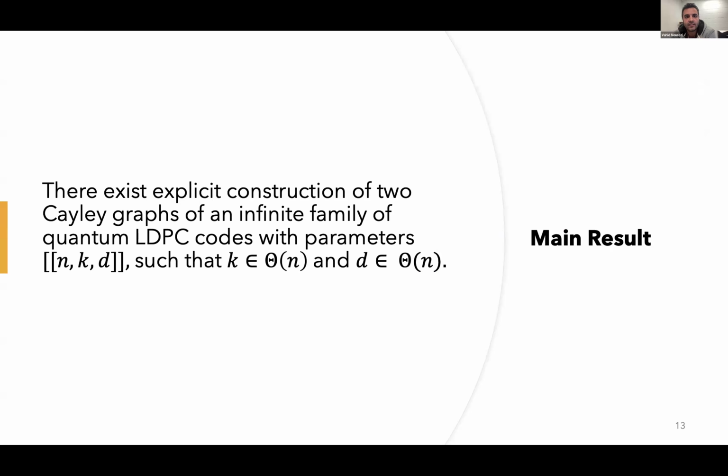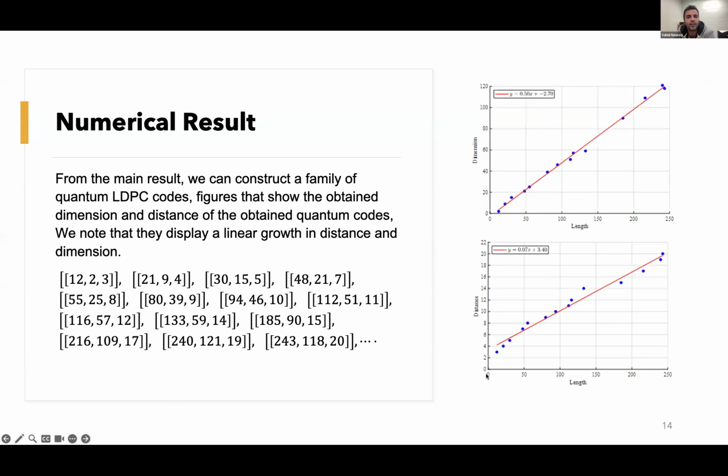And here is the main result. If we consider two Cayley graphs and then calculate the balanced product between them, we can see that we have a linear distance and linear dimension. In this slide, we have a numerical result.